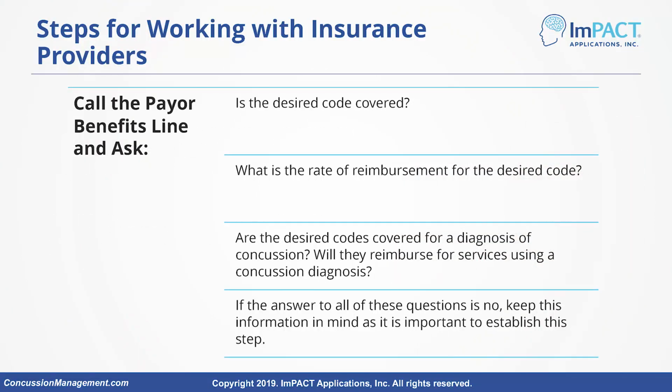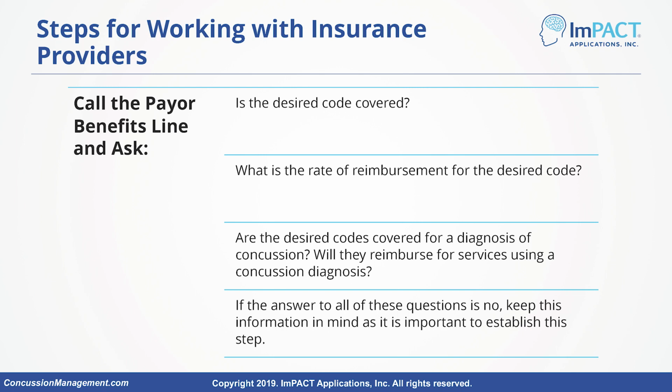How do you do that? When you're working with insurers, you want to make sure basically that they cover the code set that you're going to use. And again, we'll review the typical code sets a little bit later. You want to understand obviously what they're going to reimburse you for, and the reimbursements by code. Do they cover the codes for a diagnosis of concussion? So, a TBI code and neuropsychological testing are ones that you will typically use, and do they reimburse for services if the diagnosis is concussion?